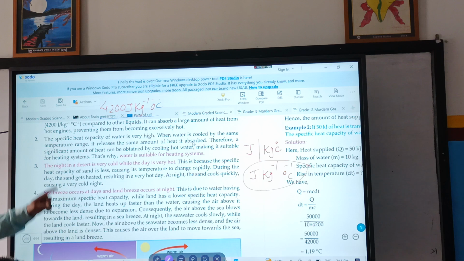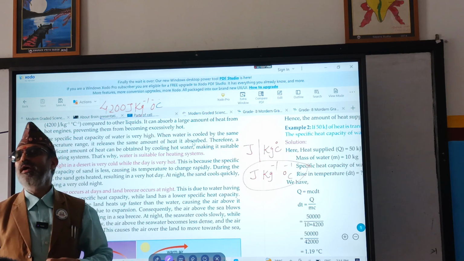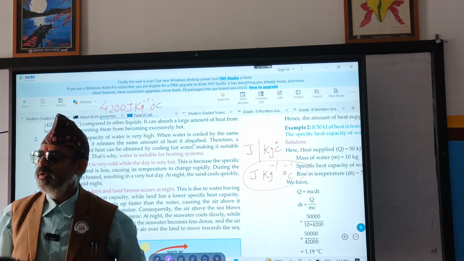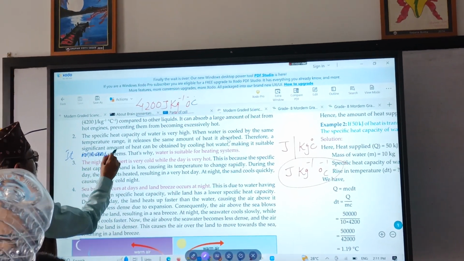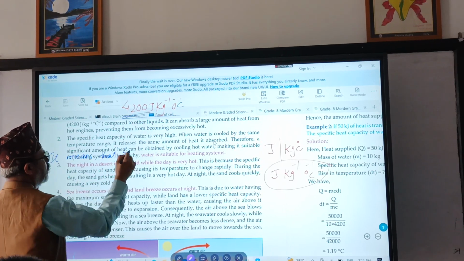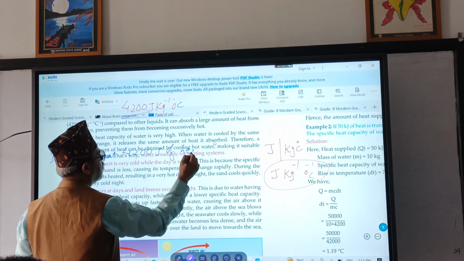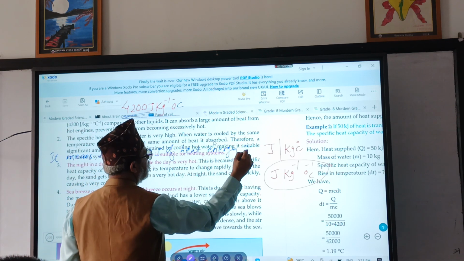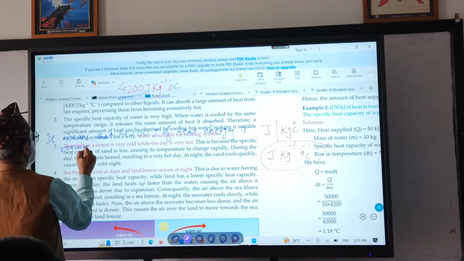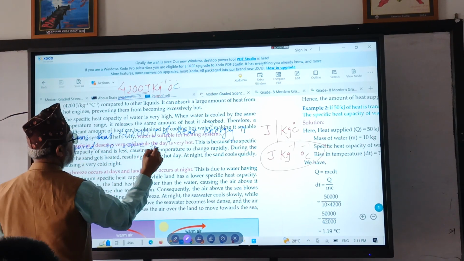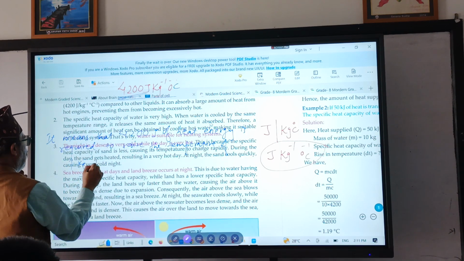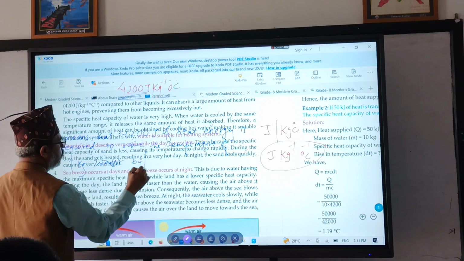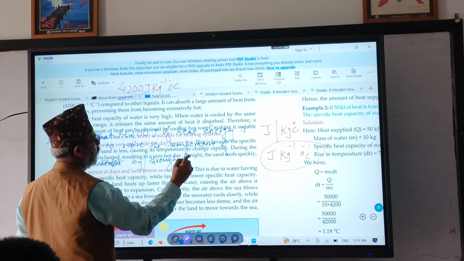What is given here? The specific heat capacity of water is 4200 joule per kg per degree centigrade. What does it mean? It means that 4200 joules of heat energy is required to raise the temperature of 1 kg of water through 1 degree centigrade.